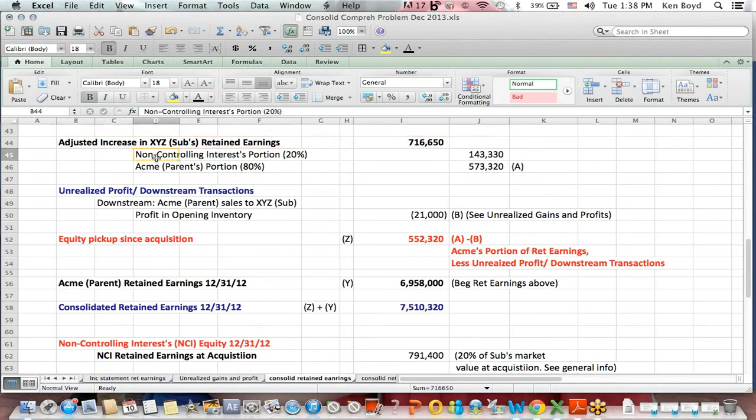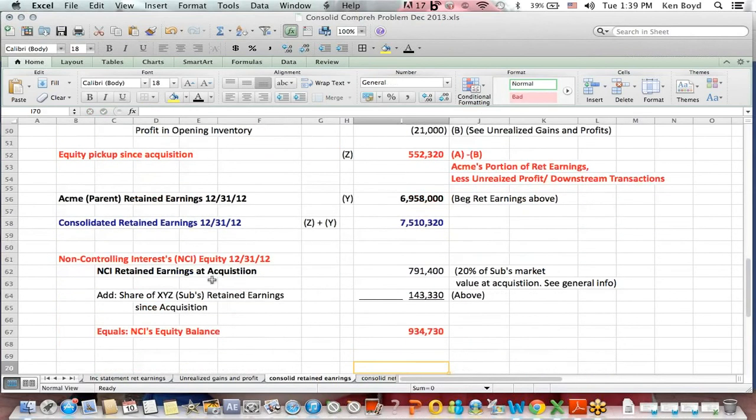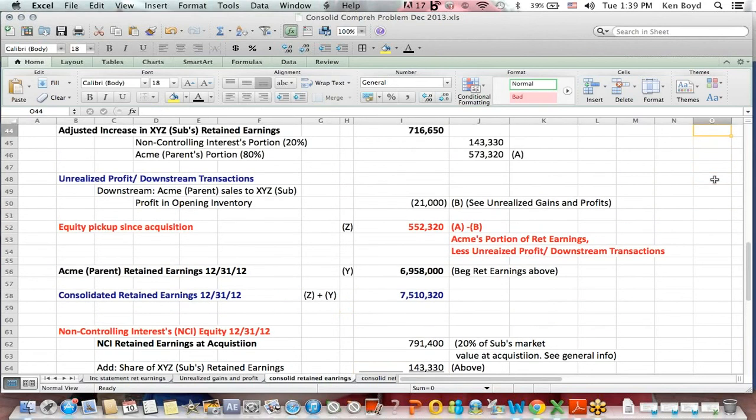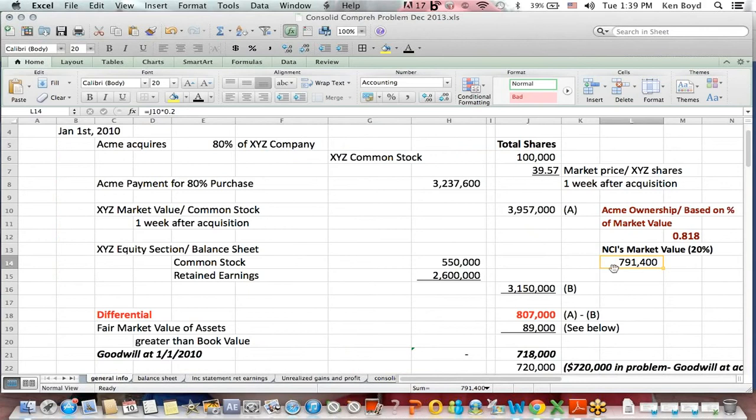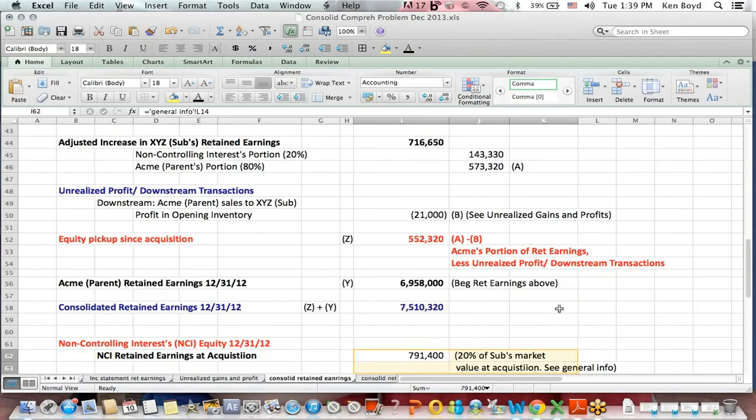The increase in the sub's retained earnings, non-controlling interest gets 20%. Then I add the share of the sub's retained earnings since acquisition. There's the 143 up above, right here. The 791 is 20% of the sub's market value, which we saw on the general info page at the top to try to tie those two together.